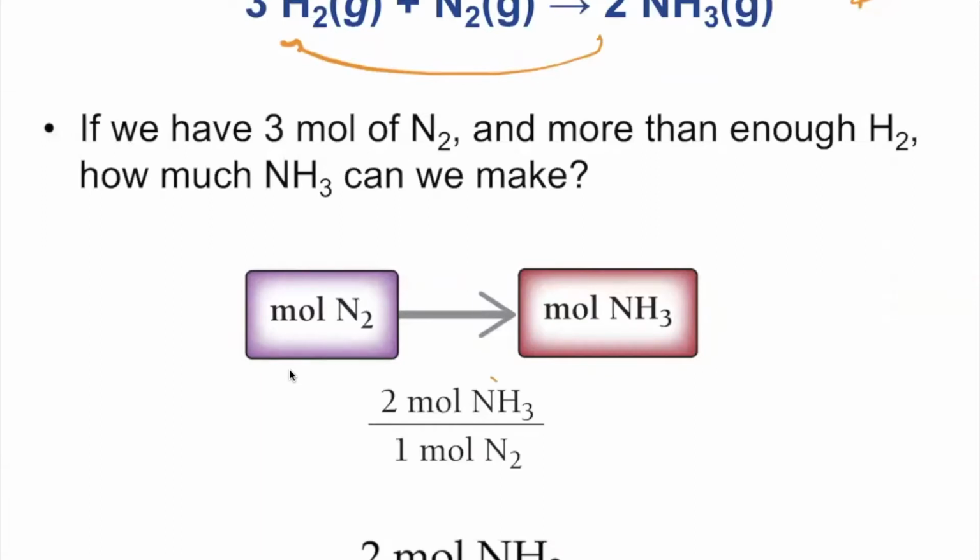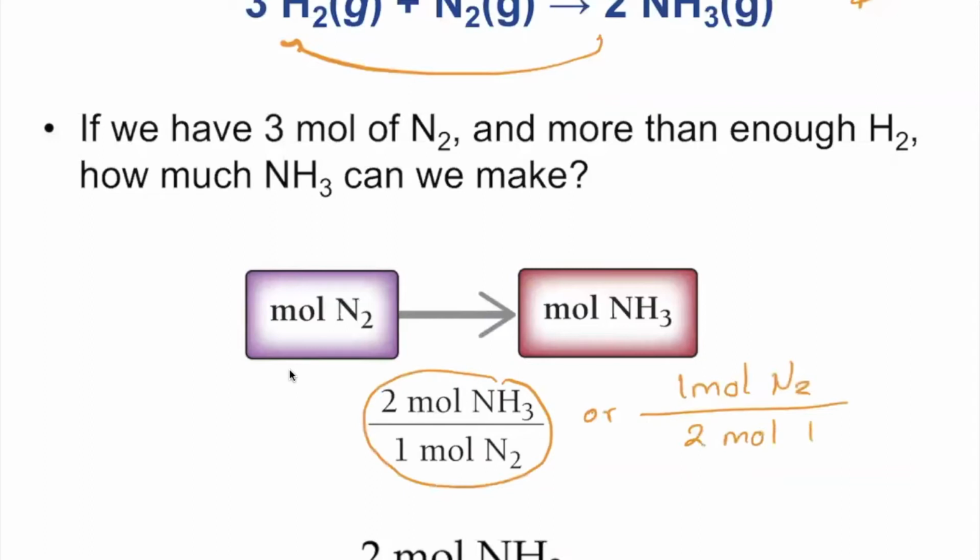Now, for every 2 moles of ammonia, you have 1 mole of nitrogen, or for 1 mole of nitrogen, you yield 2 moles of ammonia. So these are the 2 conversion factors. They're equal to each other. All I did was flip it. So let's see which one we're going to use.